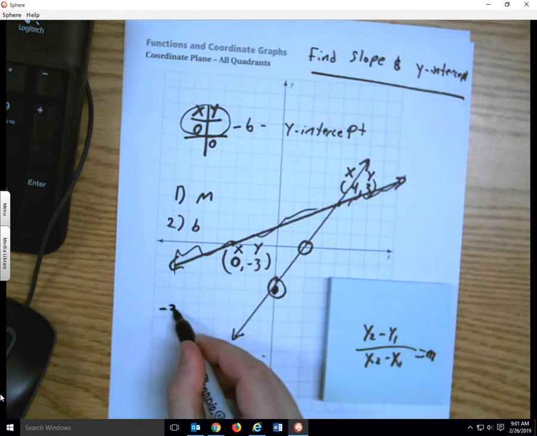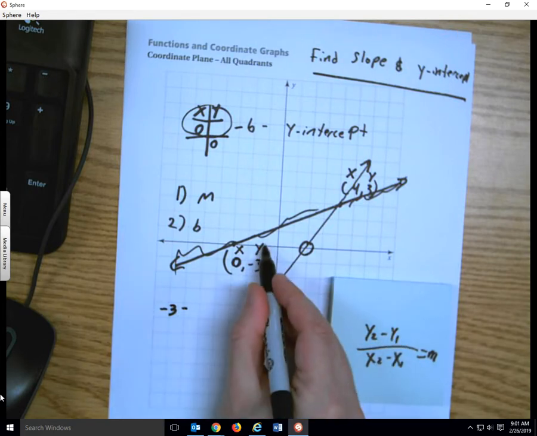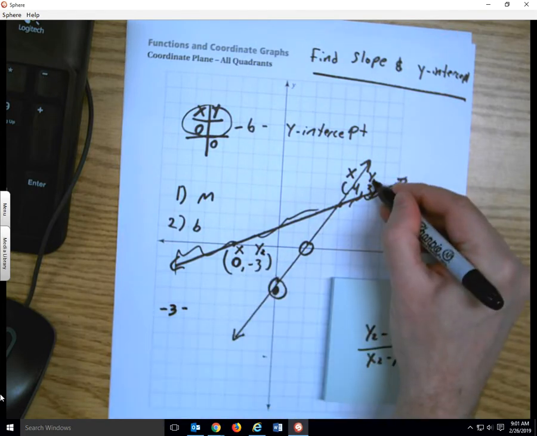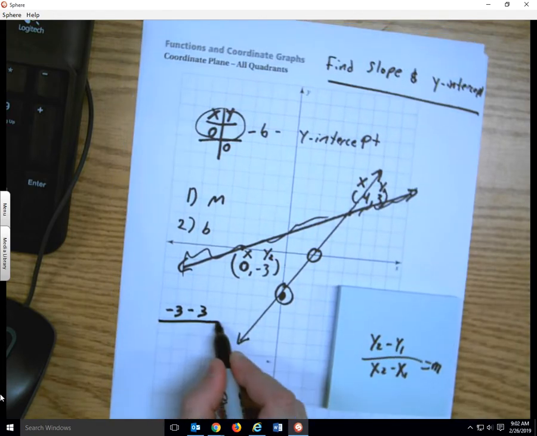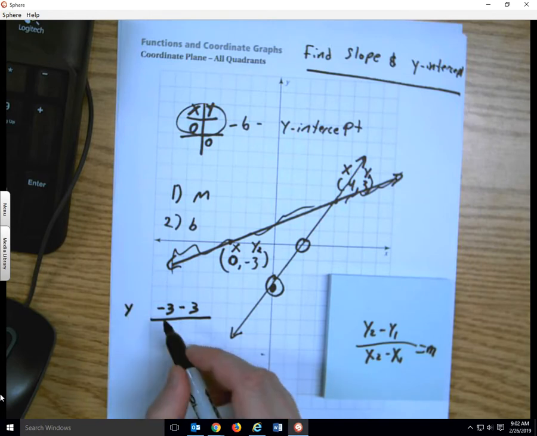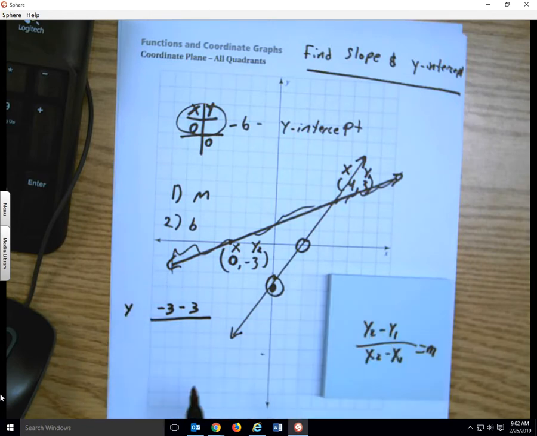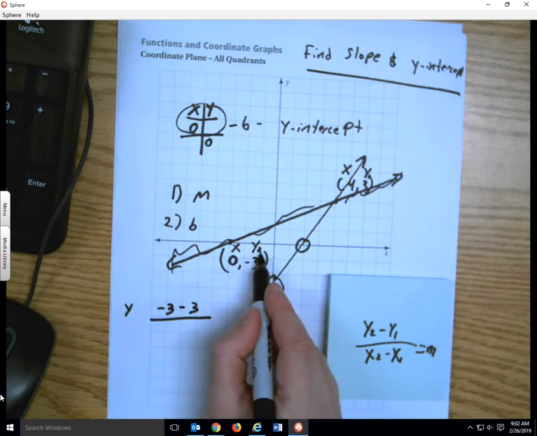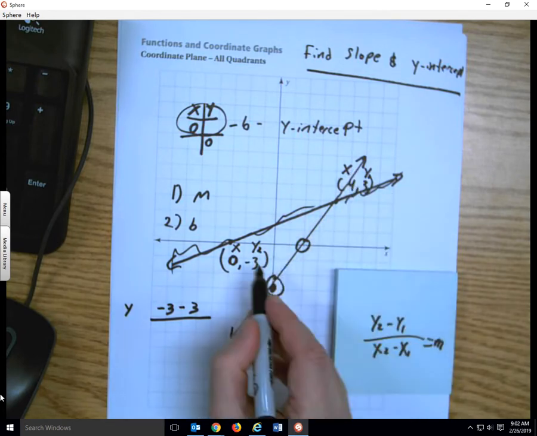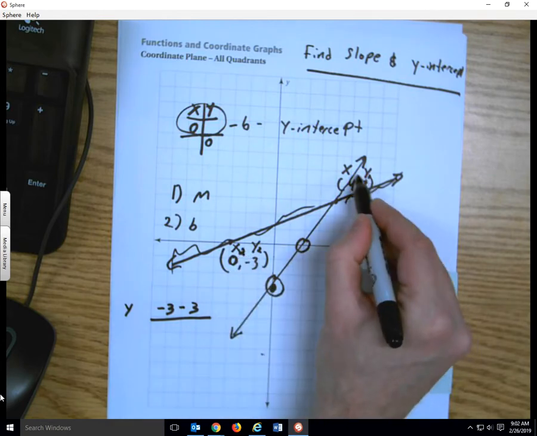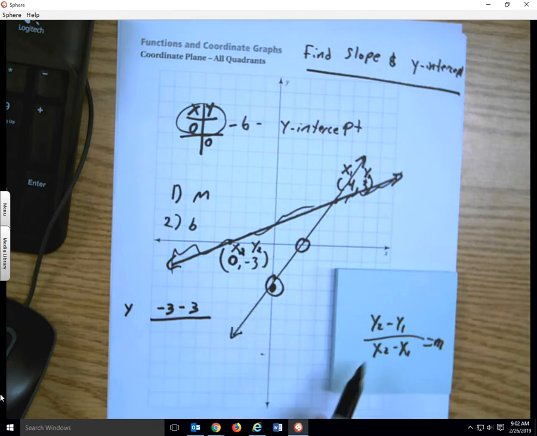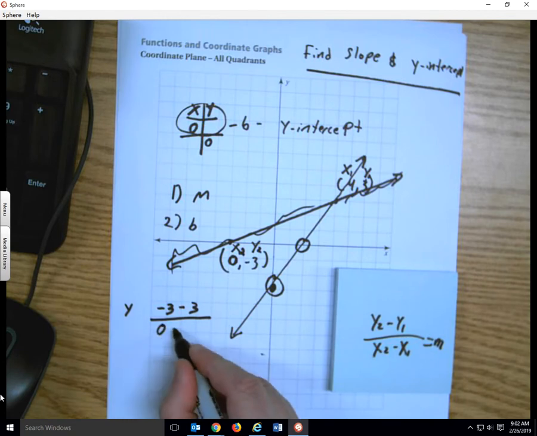So negative 3, y2 minus y1. If this is my y sub 2, this has to be my y1. So negative 3 minus 3. Notice that the y's go on top, because remember, it's rise over run. The x's go on bottom. If this is my y2, this can't be my x2. My x2 has to be next to my y2, just like my x1 has to be next to my y1. So y2 minus y1, x2 is 0 minus x1.